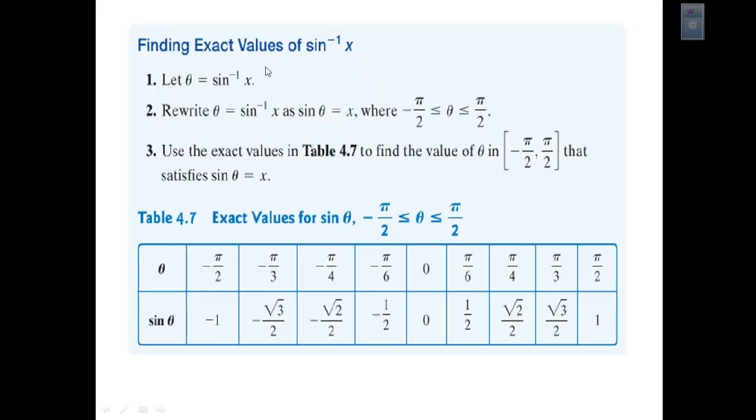All right, so how do we find the exact values of inverse sine of x when we do not have a calculator? Well, we know that we're looking for an angle. So we let theta equal inverse sine of x. We're going to rewrite that as sine of theta equals x, where theta is going to have to be some angle between negative pi over 2 and pi over 2. Now, guys, you don't have to write this down, but you're thinking this. And then you're going to use the exact values in table 4.7, the sine table, or the values that you should know from the unit circle to find what angle will satisfy sine theta equals x.